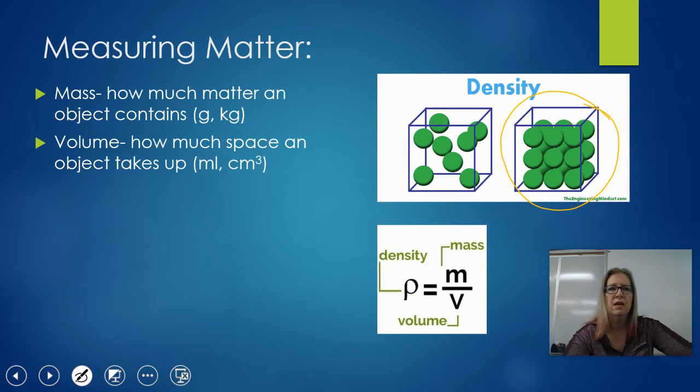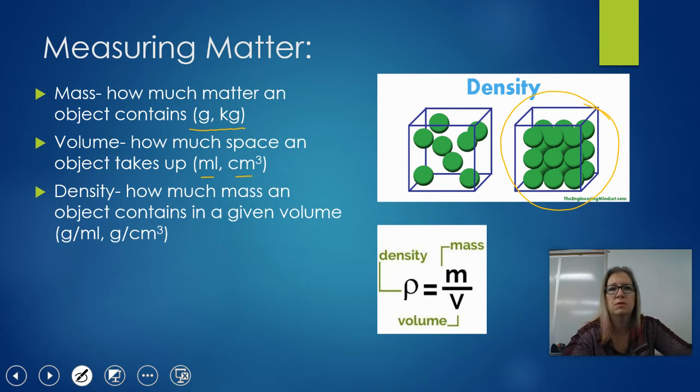We can also measure the volume. That's how much space objects take up. These both have the same volume. They're both about an inch cube on each side. Looking back at mass, we'd use common units like grams and kilograms, but we could also use the American system, pounds, ounces, things like that. Volume is commonly milliliters or cubic centimeters. If you've ever watched a medical show and they talk about cc's, they're talking about an injection, like how much medicine to give. That's cubic centimeters. That's what the cc's are.